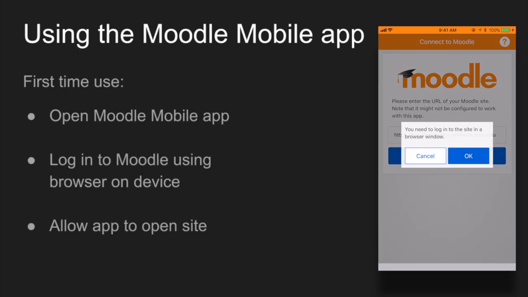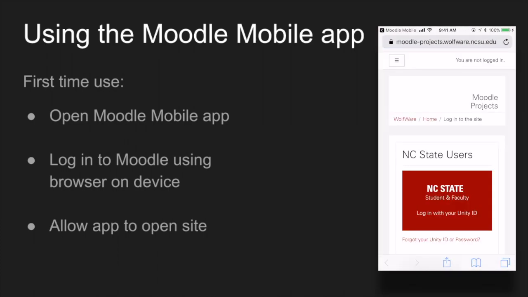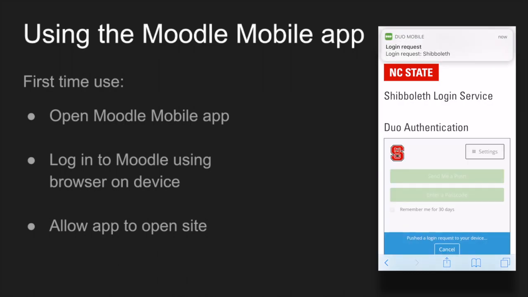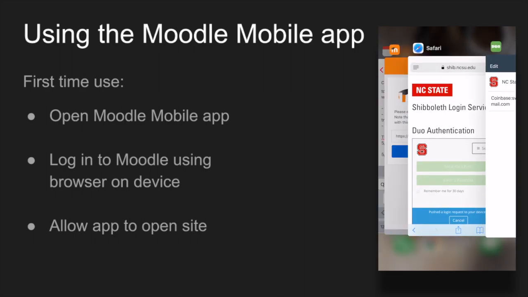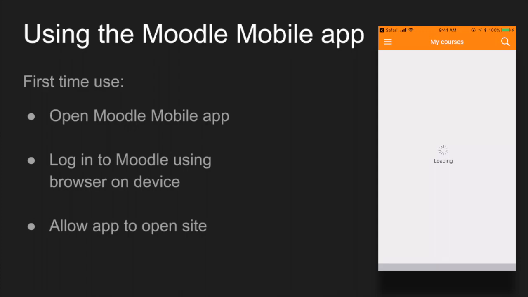The first time you connect, you'll see a message telling you to log into the site in a browser window. And when you click OK, your device will switch over to a web browser and try to connect to the Moodle URL that you provided. The app has to do this the first time you use it in order to authenticate properly. Enter your username and password like you normally would. Once you're authenticated, you'll see a message asking if you want to open the site with the Moodle mobile app. Click Open and you'll be taken back to the app.